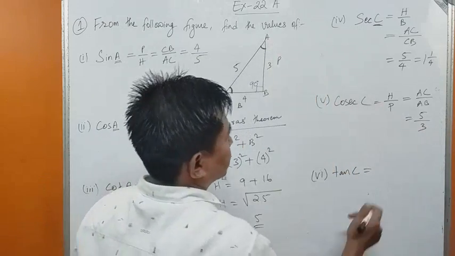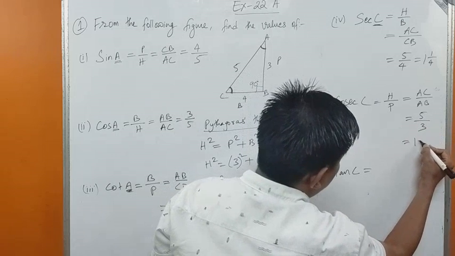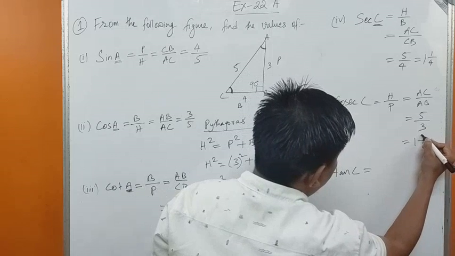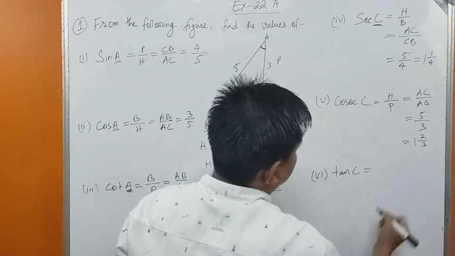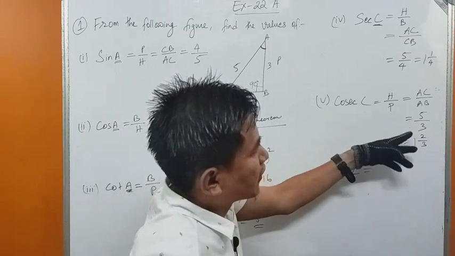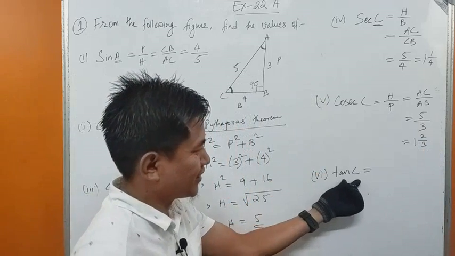AB is 3. Now 5 upon 3 means 1 whole, 3 1s are 3 plus 2. 1 whole 2 upon 3. So this is an improper fraction. We must convert this into mixed fraction, isn't it? Now let us see tan C.